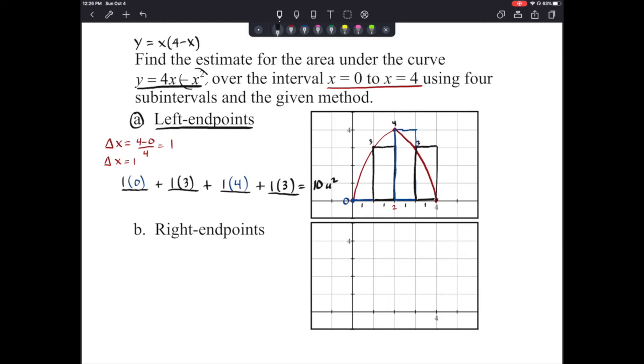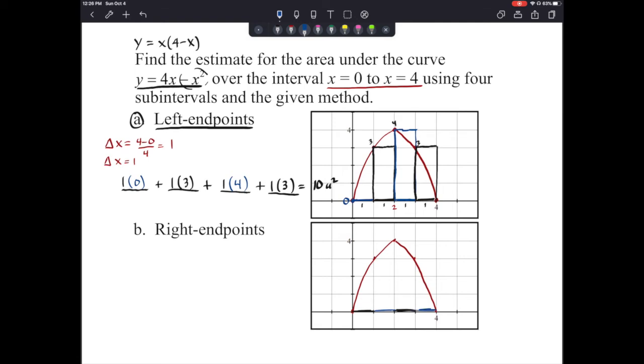Let's do the same thing now with right endpoints. So let's sketch the parabola. It's the exact same one. Nothing's changed with it. We're still going to do 4 subintervals. So we'll do one here, we'll have one here, then we'll have one here, and we'll have one there.